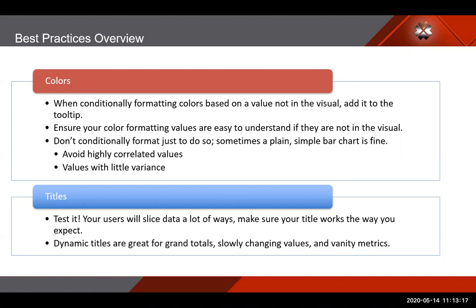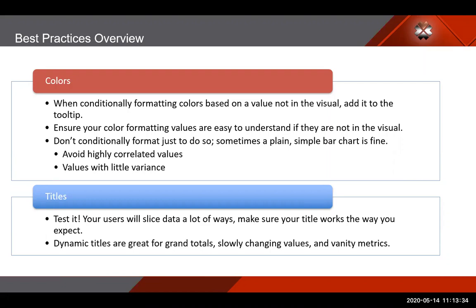And likewise, values with little variance. You might tweak your conditional formatting to try and demonstrate that small variance more. But if there's still very little, it may not be worth showing. If everything is in a range of 98 to 100%, it may not be worth it.